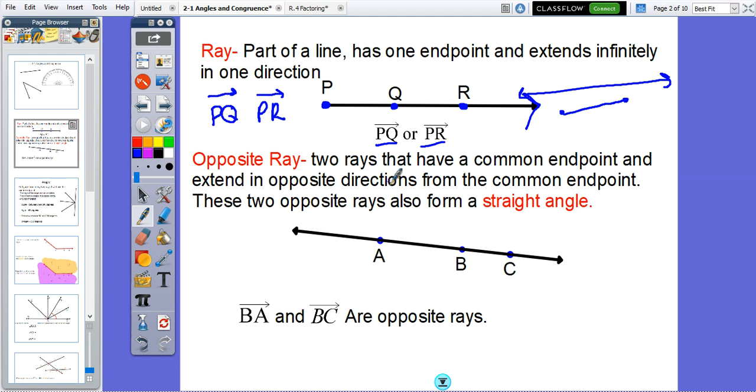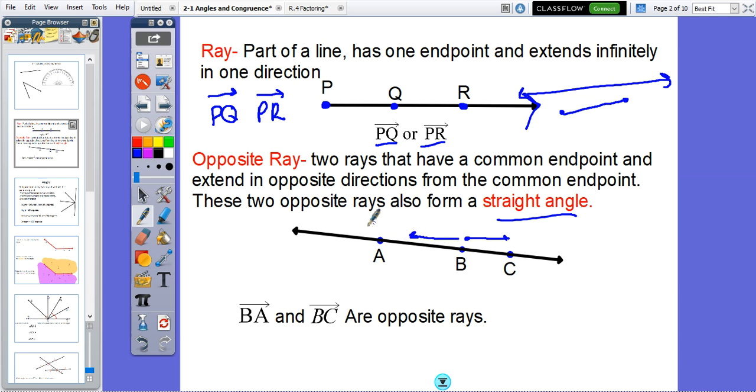Now, when we talk about opposite rays, we're talking about two of these put together, back to back, going away from each other, all oppositely. But if you really think about it in the grand scheme of things, this is just a line. Our opposite rays are just lines when they're formed together. And then we'll talk about straight angles here in a bit.